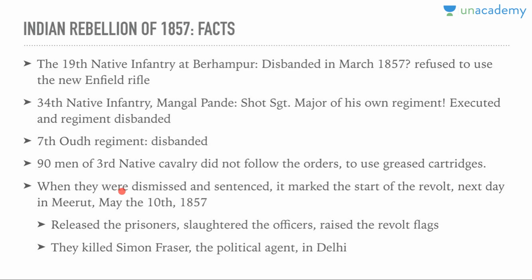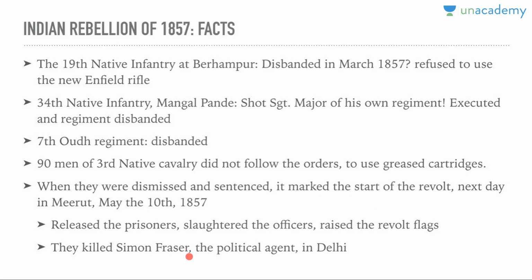So next day in Meerut, what happened is on the 10th May of 1857, all the regiments released the prisoners, slaughtered the officers, killed them, and raised the revolt flags. Now with these flags, what was the next best thing? They can go to Delhi, which was the seat of the ruler, the Mughal emperor. Now they marched to Delhi. Meerut to Delhi is like 50 kilometers.